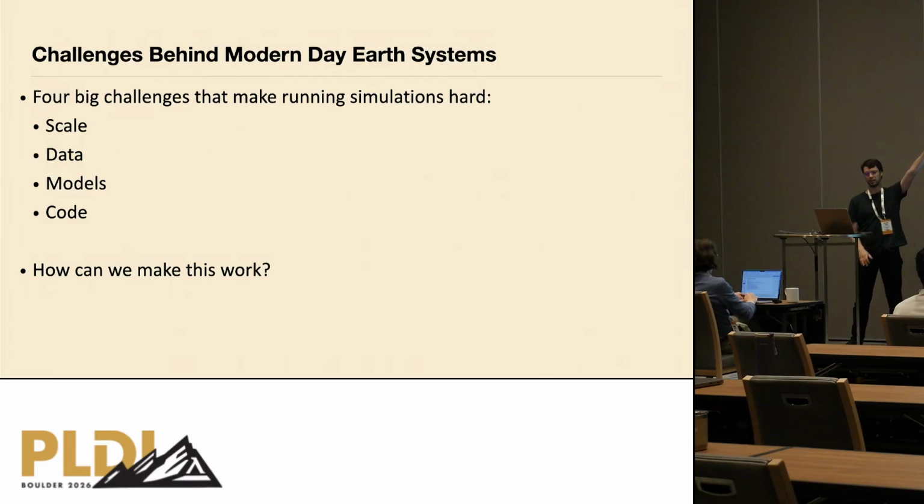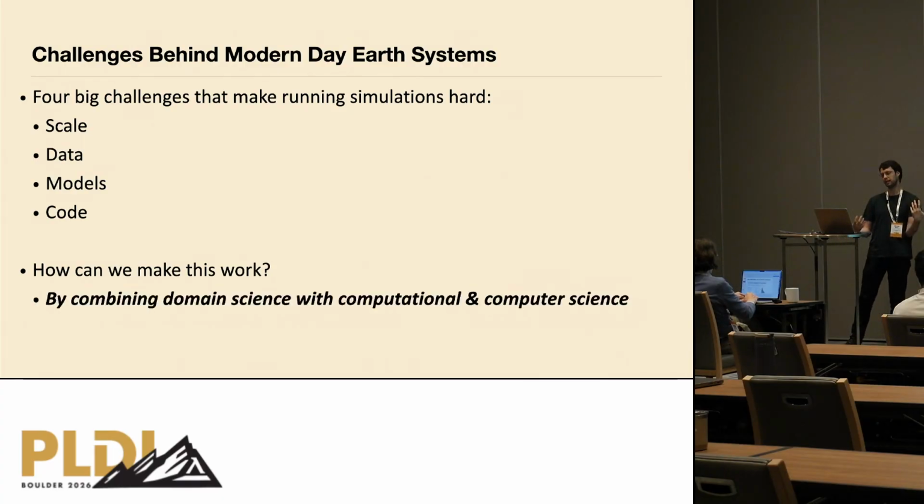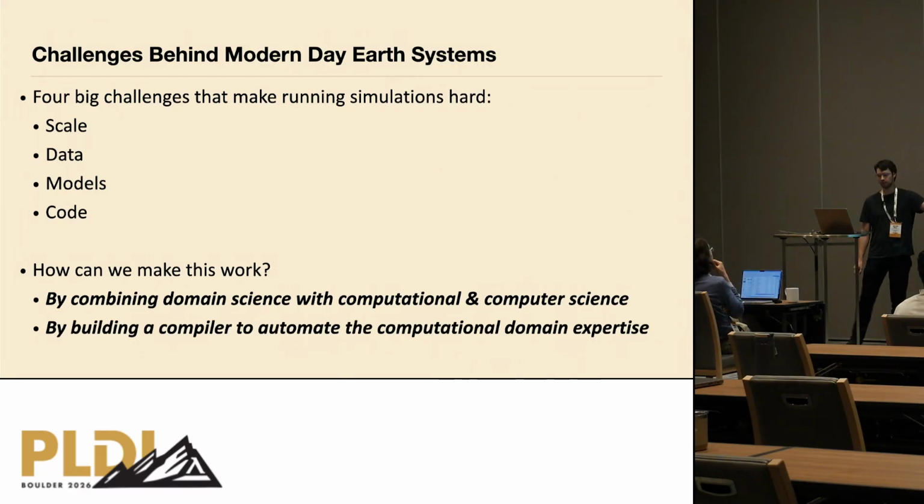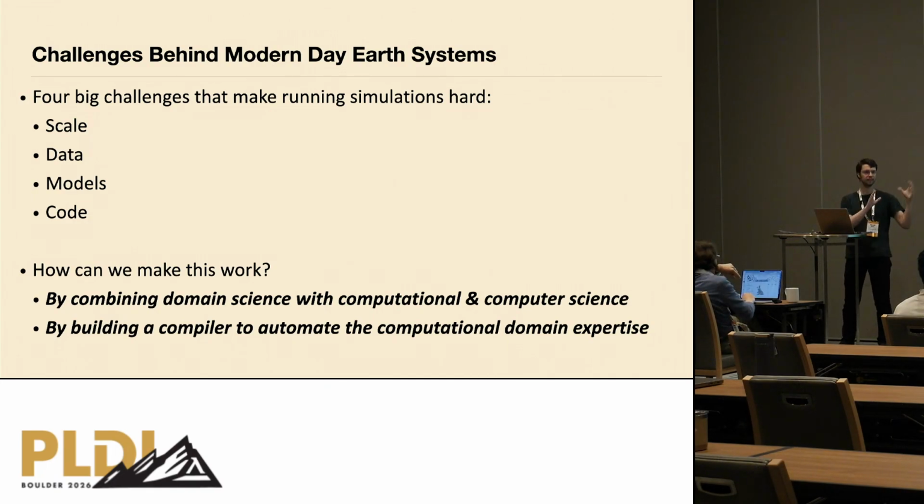Nevertheless, we have these 4 big challenges. We have scale, we have data, we have models, we have code. We want to run these things. So how can we fix these challenges? How can we make them work? What I'm going to claim here is that we want to combine the domain scientists with the computational and computer scientists. But we want to go one step further. We want to ideally build a compiler to automate the computational burden that otherwise is potentially plaguing the ability of these systems to move forward.